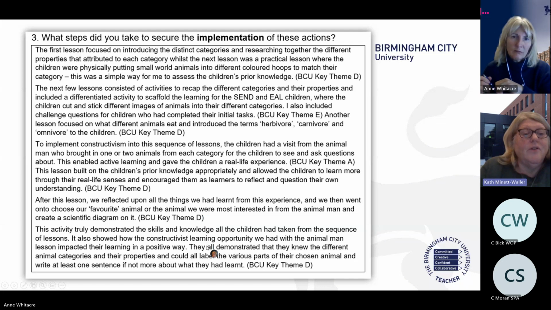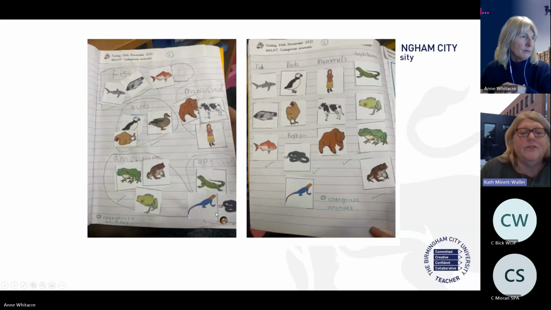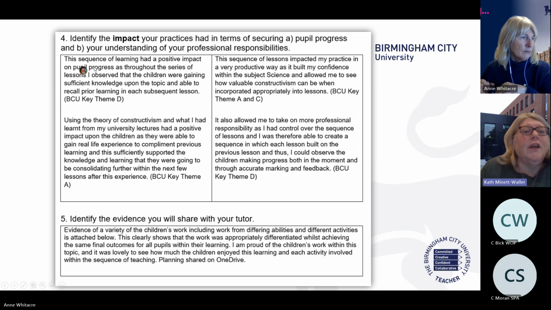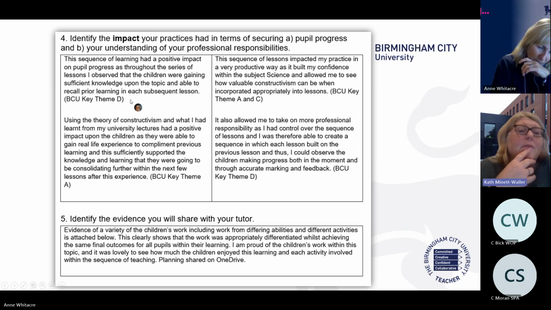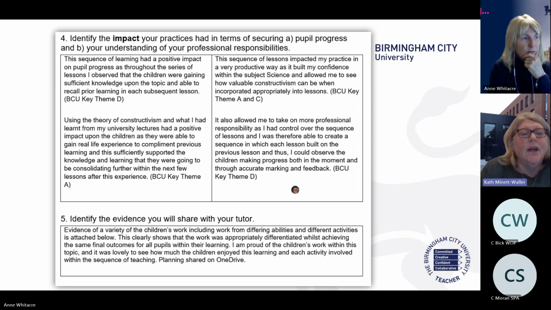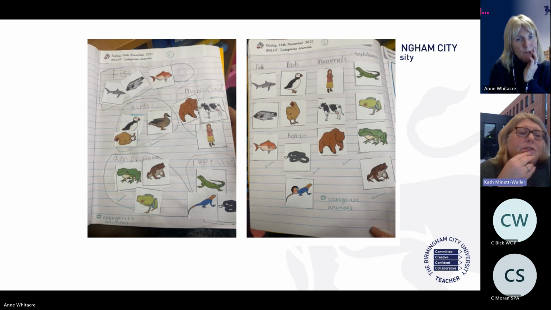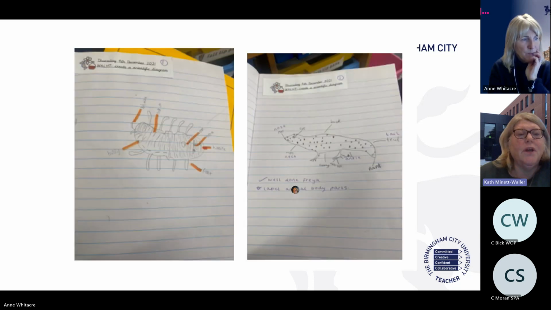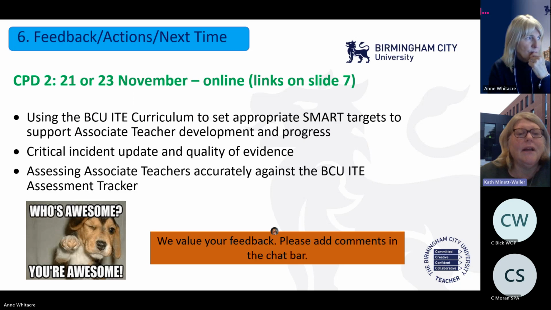And then if I go to the next one, oh, too far, sorry. Looking at the impact that's had on the children and their own learning, and linking some theory to that as well. And then how's that impacted upon their own progress against the key themes, and then some evidence to support that. And I think this particular associate teacher had used some photographs of children's work to support the work that the children had done, and to support their critical incident and the impact that it's had.